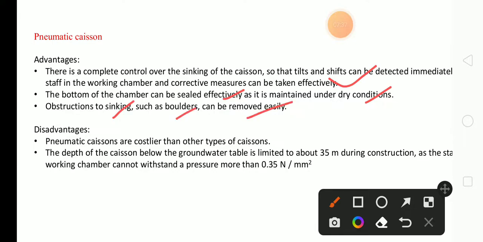And disadvantages: pneumatic caissons are costlier than the other types of caisson. The depth of caisson below the groundwater table is limited to 35 meters during construction. The working chamber cannot withstand pressure of more than 0.35 Newton per mm square. So these are the main advantages and disadvantages of pneumatic caisson.